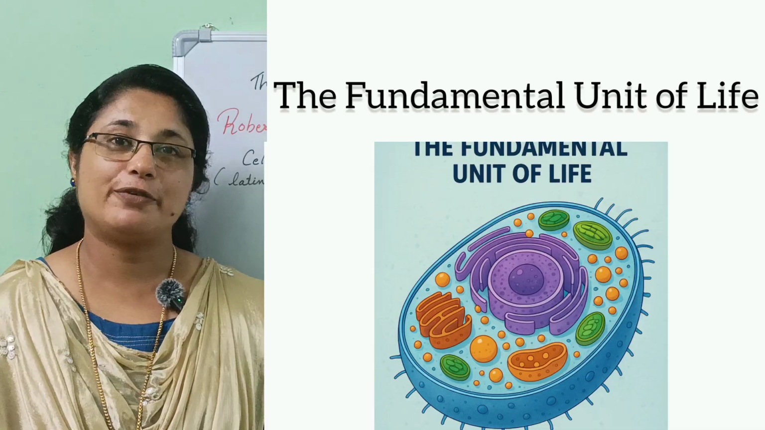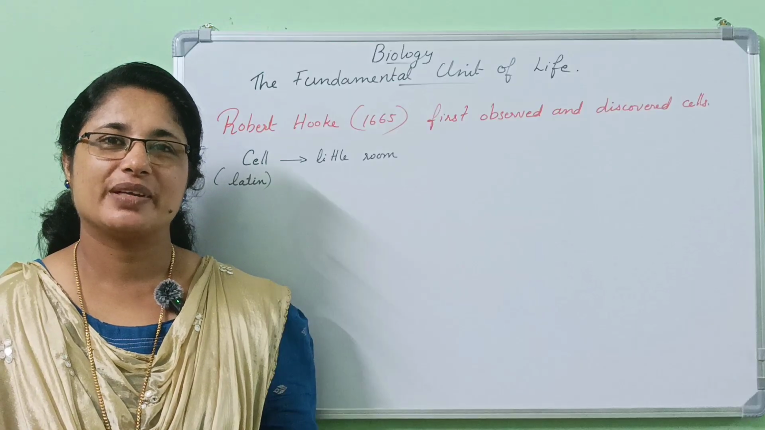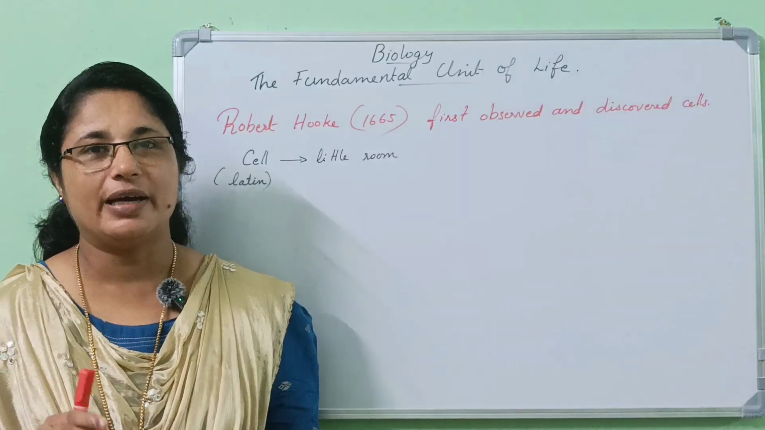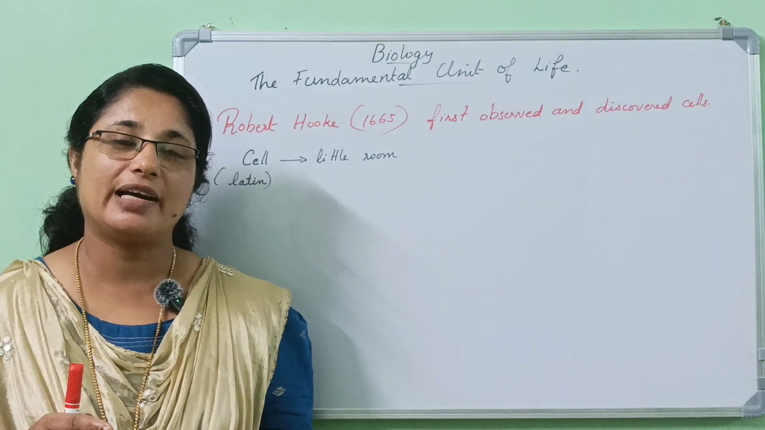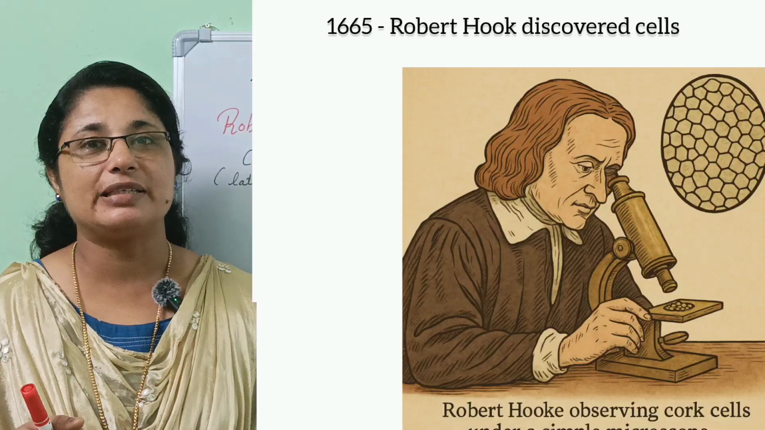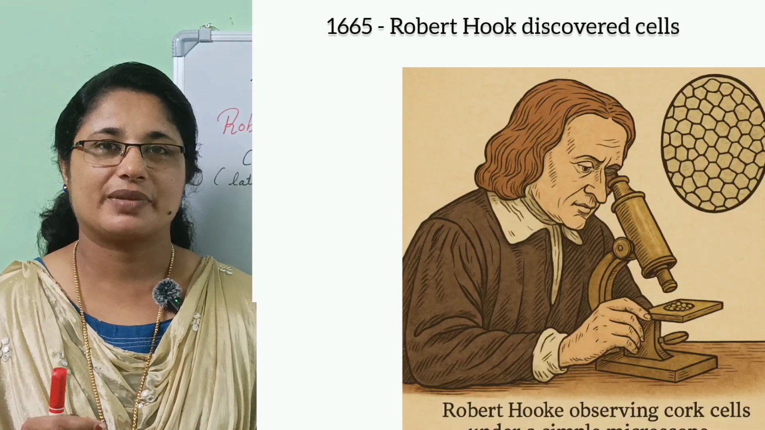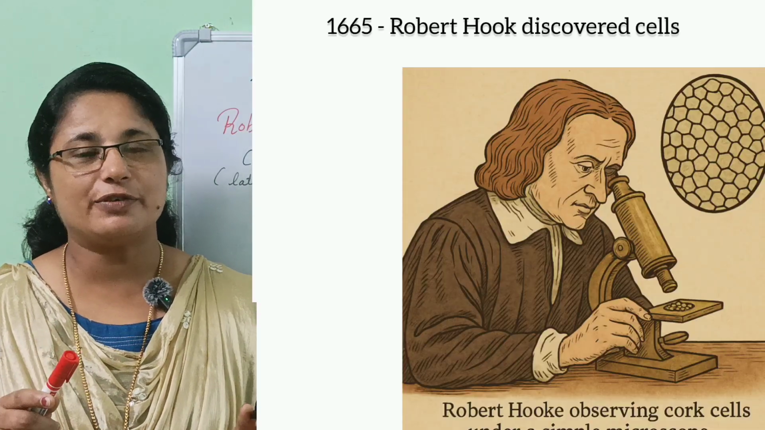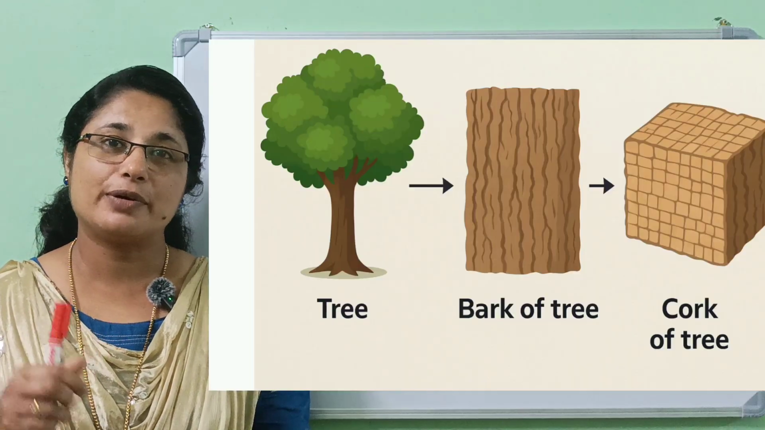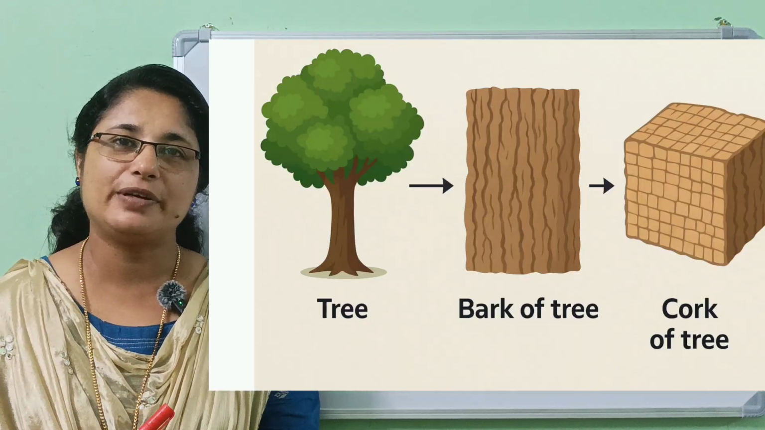Have you ever wondered what living things are really made of? In 1665, a scientist named Robert Hooke looked at a slice of cork under a simple microscope and observed tiny compartments which he called cells. Cell is a Latin word for little rooms. And cork, we know, is a substance which comes from the bark of a tree.